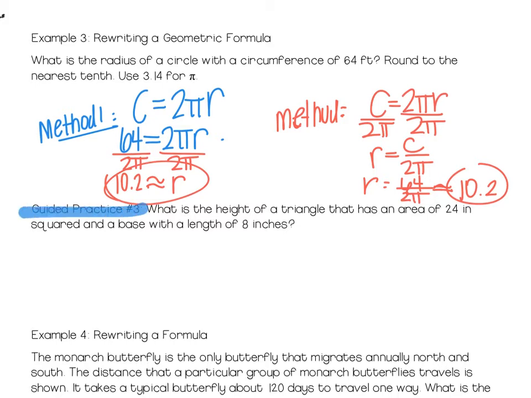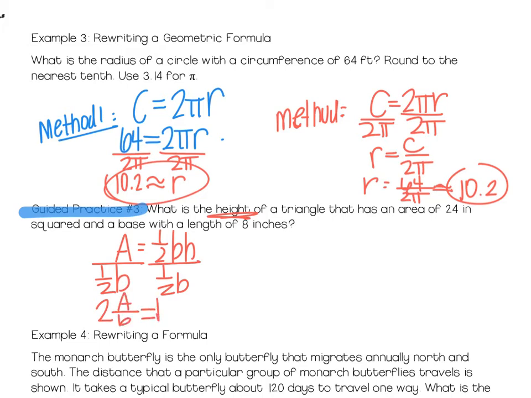Guided practice number 3. What is the height of a triangle that has an area of 24 inches squared with a base with a length of 8 inches? So the area of a triangle formula is A equals 1/2 base times height. I'm going to go ahead and solve this one for what they're asking. They want to know the height, so you're finding h. So we're going to divide by 1/2 b. If you divide by 1/2, that's the same as multiplying by 2, and then we get 2A over b, and that's your height.